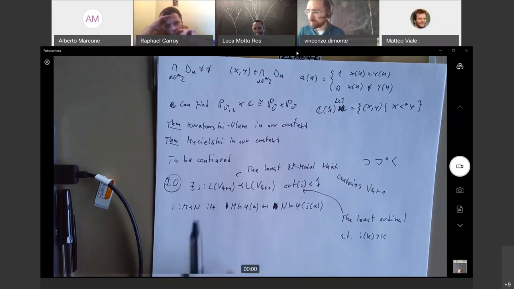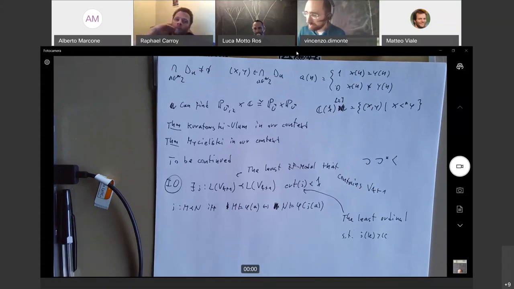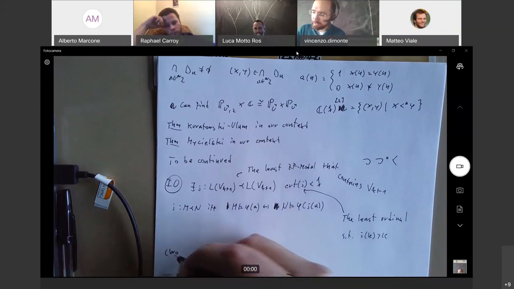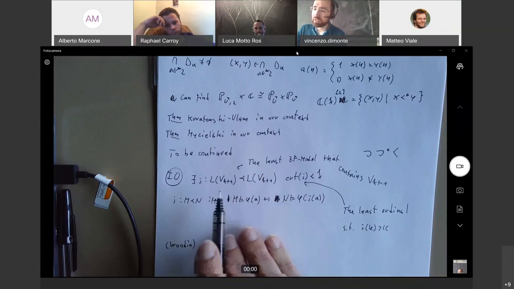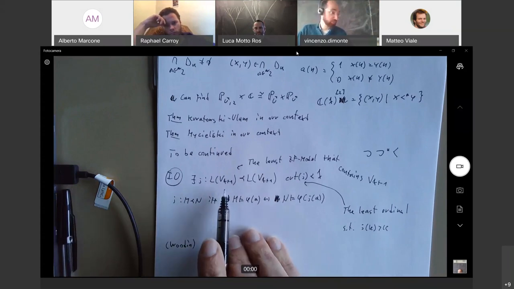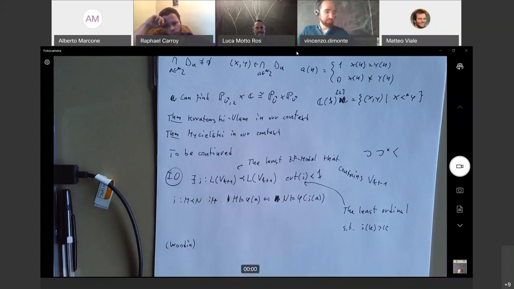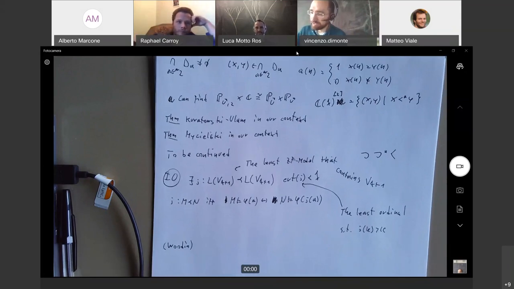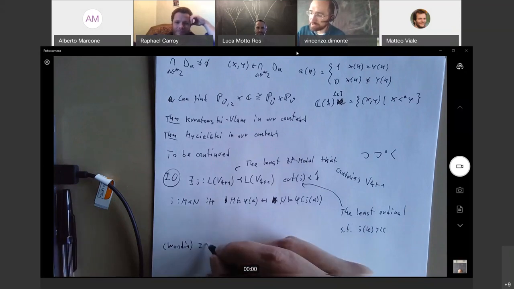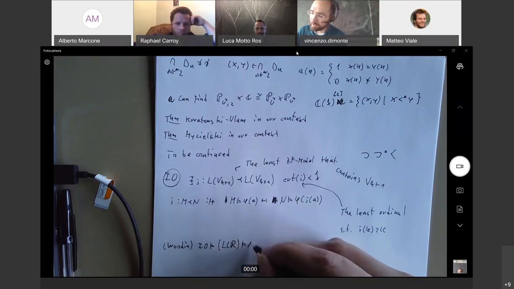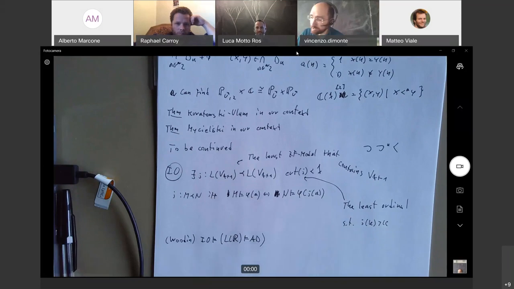Okay, so now why am I bringing this up? Because Woodin proved in the past that, well, first here we have V_{lambda+1}. So this should remind you of something. This is a lambda-Polish space. But first let me tell you that Woodin proved that I0 implies that L(R) is a model of the axiom of determinacy.